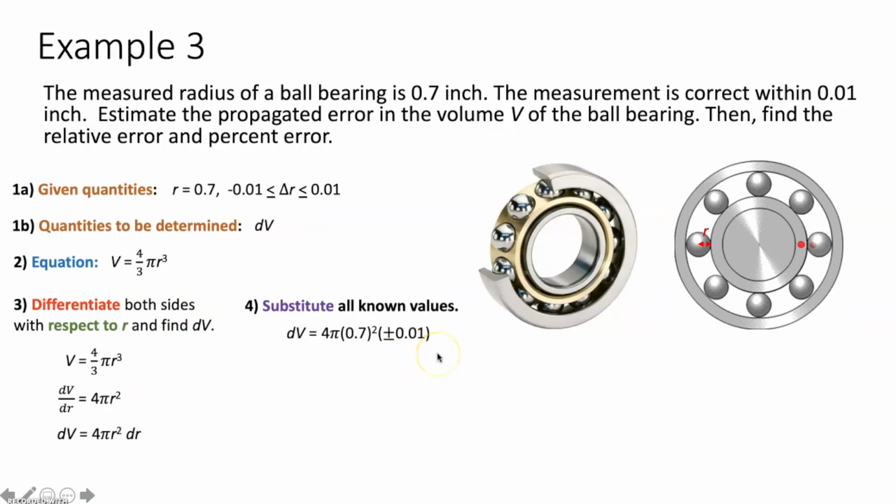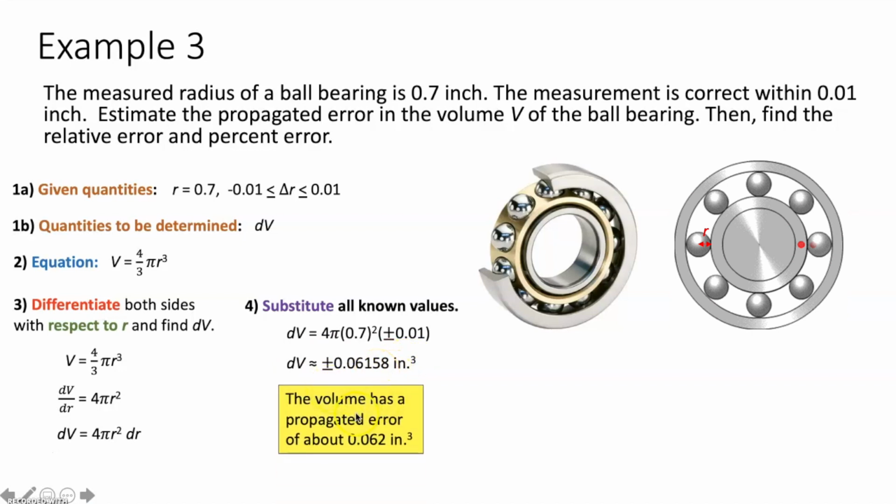I then plug this in my calculator and simplify, and I get that dV, or the propagated error in measuring the volume, is approximately equal to plus or minus 0.0615 cubic inches. If I were to round that to the nearest thousandth, I could say that the volume has a propagated error of about 0.062 cubic inches. Now we're not done.